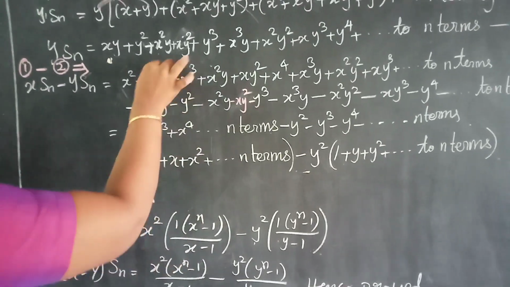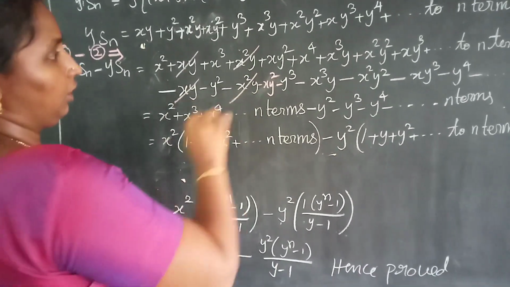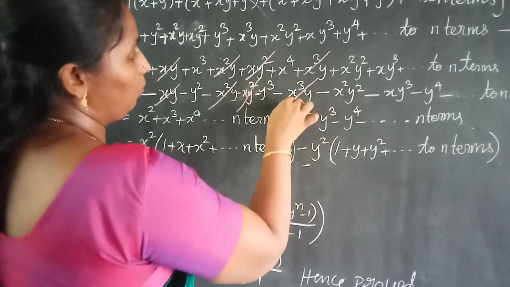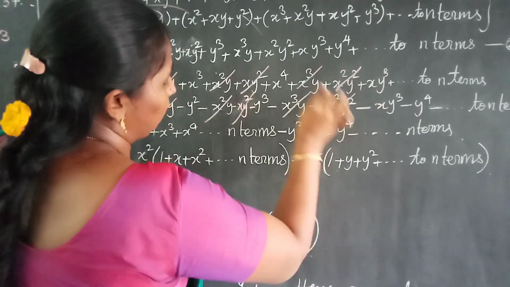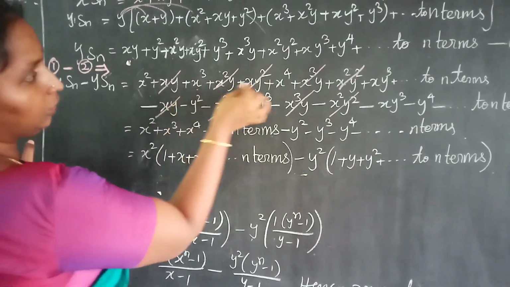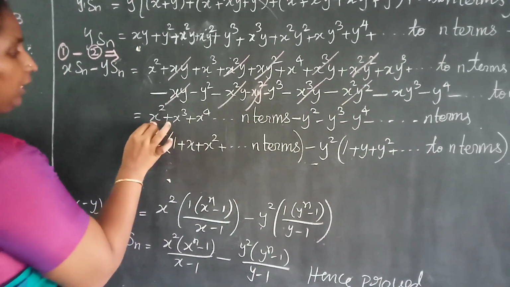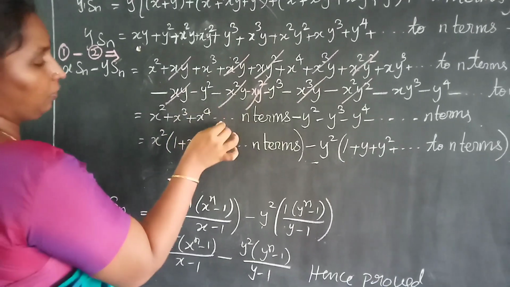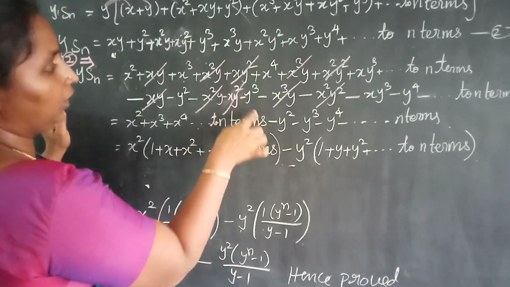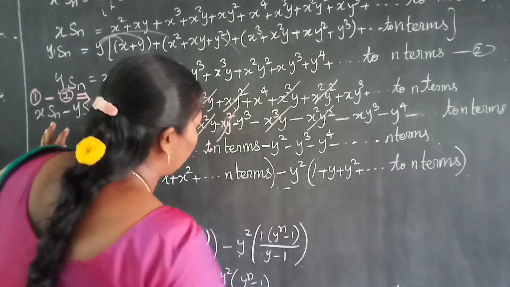So observe here, plus xy minus xy will get cancelled, plus x square y minus x square y will get cancelled, plus xy square minus xy square, plus x cube y minus x cube y, plus x square y square minus x square y square will be cancelled. So here x square, x cube, x power 4. If you take next now, you will get x power 5 like that. Okay, so x square plus x cube plus x power 4 and so on to n terms. Here minus y square minus y cube minus y power 4 and so on n terms.